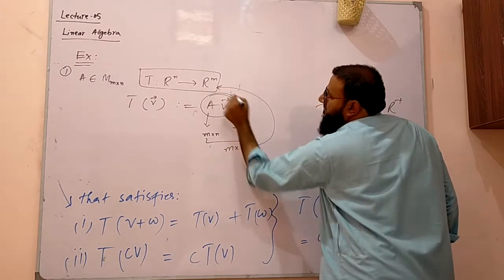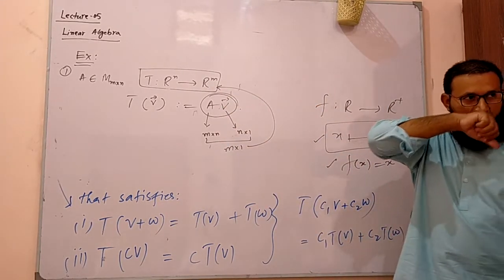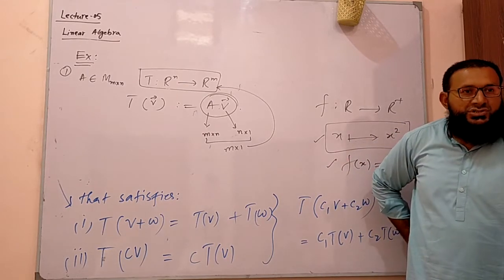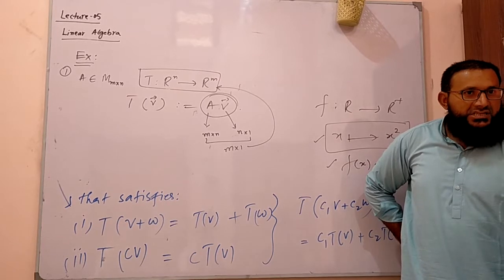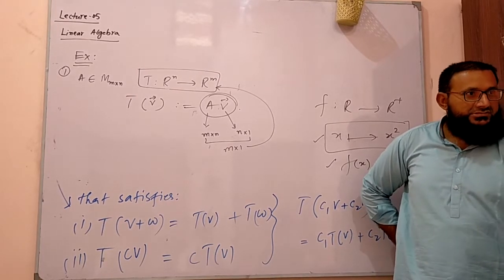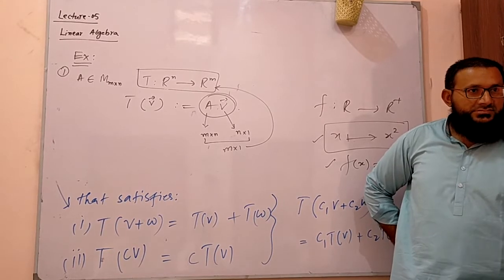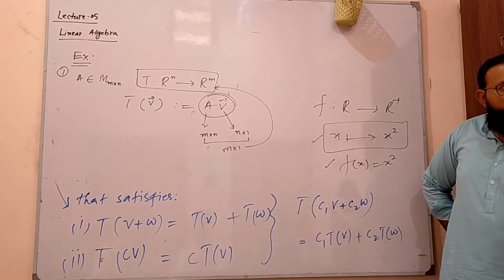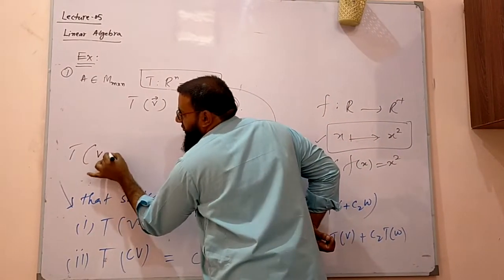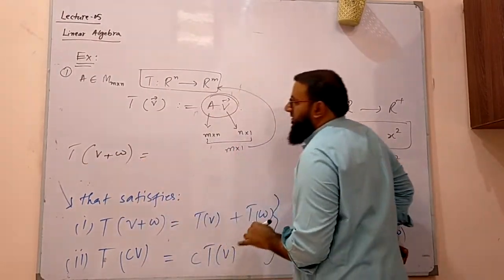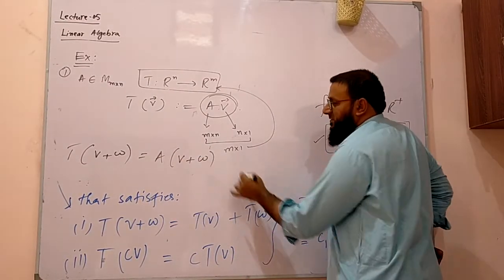Does it belong to Rn? Obviously. Is it linear? How to check? You take a vector, you multiply with a matrix. So multiplication by a matrix is a linear transformation. How to check? You have to take V plus W. How do you do this? A multiplied by V plus W, because T means multiplication by A.